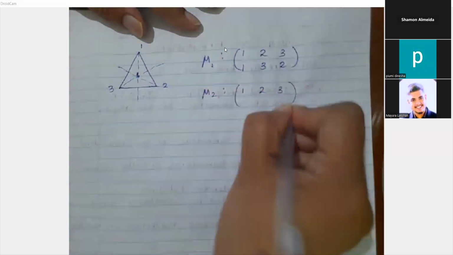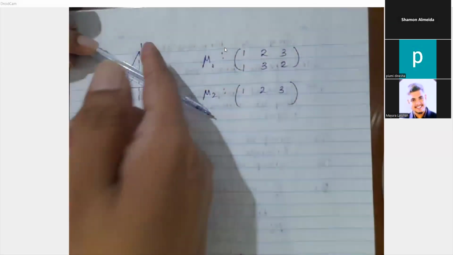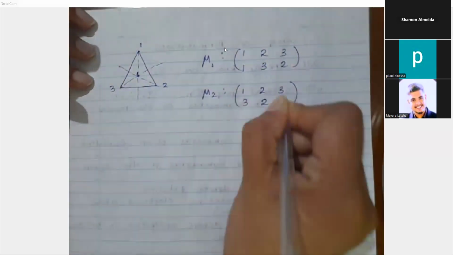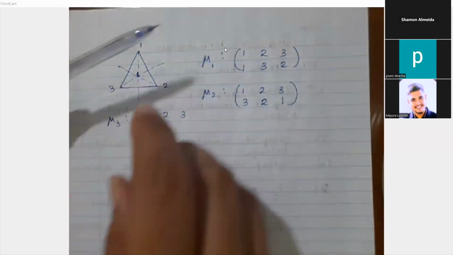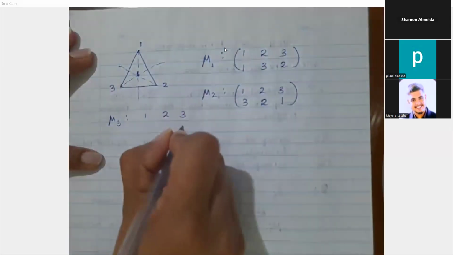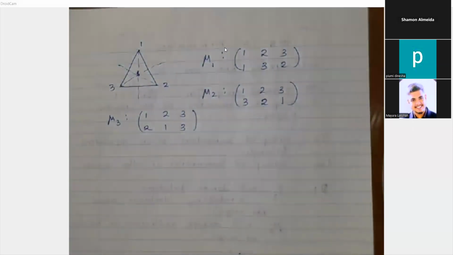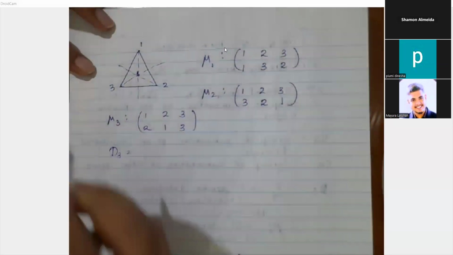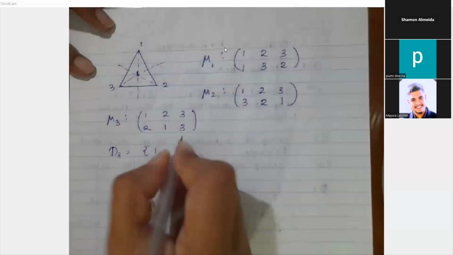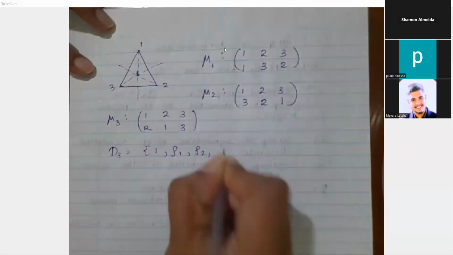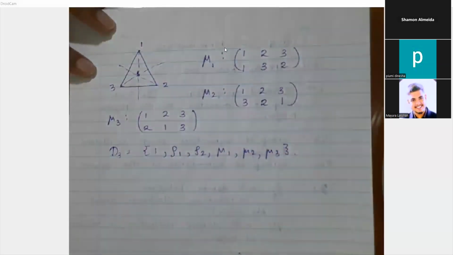Let's take mu2 then. Mu2, let's take it to be the reflection about this line. In this case, 2 will be fixed, 1 and 3 will be swapped, right? Let's take mu3 to be the reflection about this line. In that case, once again, we see 3 is fixed. These two will swap their places, right? So we understand now D3 is the group containing the elements 1, which is simply rho 3, rho 1, rho 2, mu1, mu2, mu3, right?